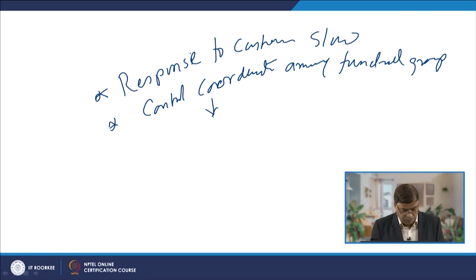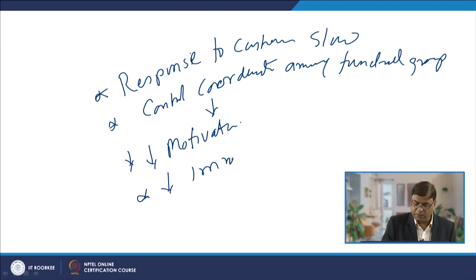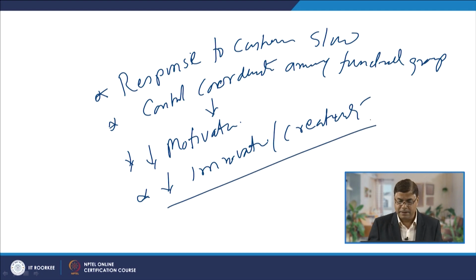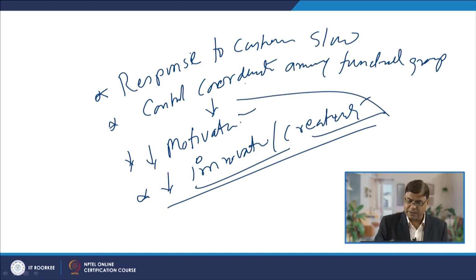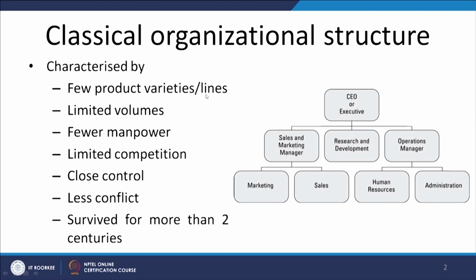It's low. So, poor coordination among the functional groups, and then the motivation for the individuals is less, and that is why innovation and creativity in such kinds of organizational structures is less. So, innovation, creativity, motivation, all these things are less. Coordination is a problem. Response to the customers is also slow, and that is why it is required that the organizational structures should evolve. So, this is what I have said so far.